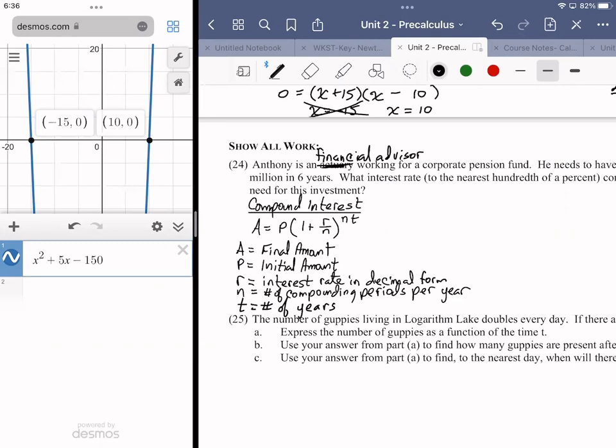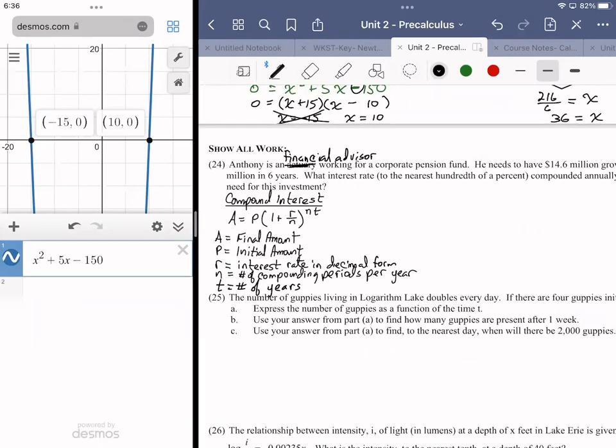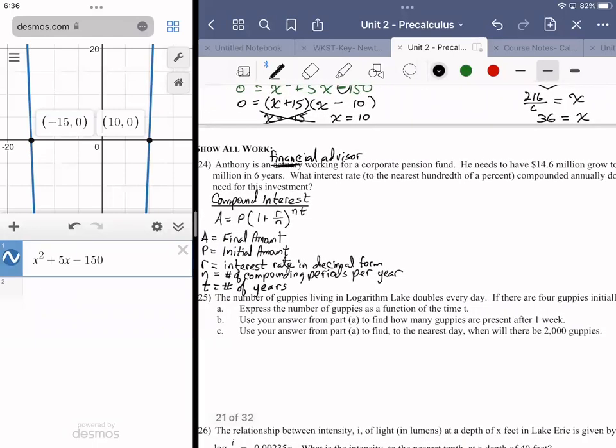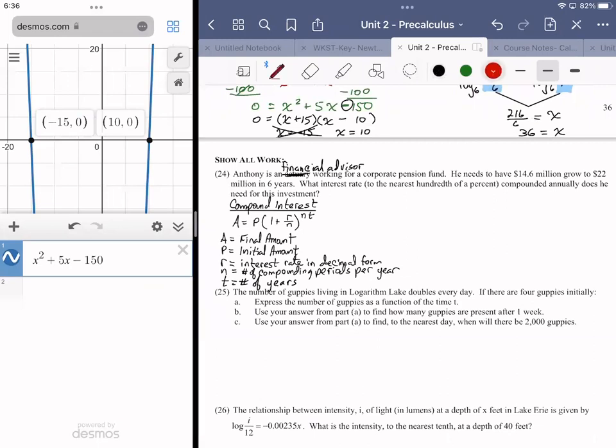All right. So we want to have 14.6 million grow to 22 million over the course of 6 years. So they're telling us that the final amount could be 22 million. The initial amount should be 14.6 million. The interest rate is what we're looking for. Number of compounding periods per year is compounded annually. Annually happens once a year. So now that would just be a one.